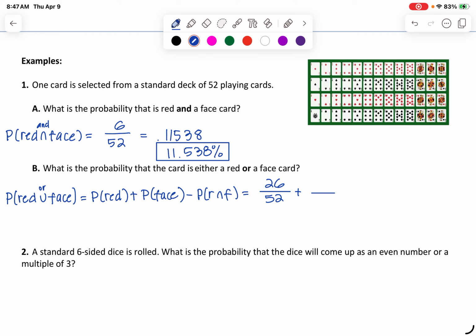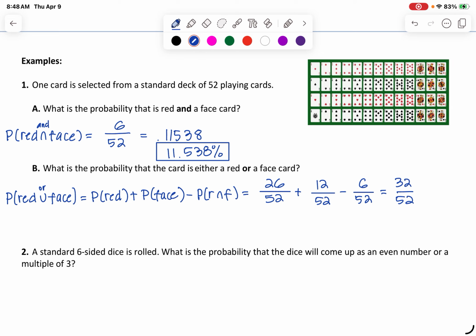Plus the probability that you would choose a face card. If you look here, there are 12 face cards. They're all right here. But now we just counted these 6 twice, so we have to subtract any red face cards. So 6 out of 52. And then we get a common denominator of 52. 26 plus 12 minus 6 is 32.